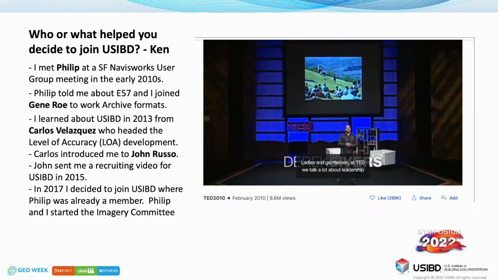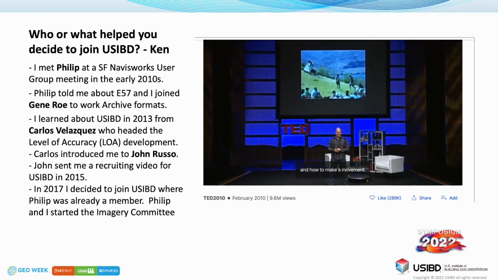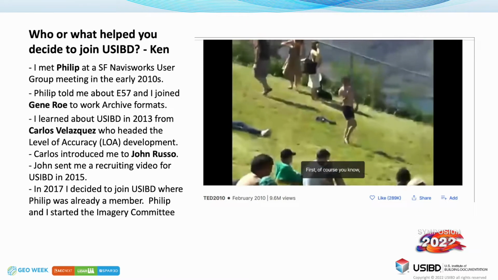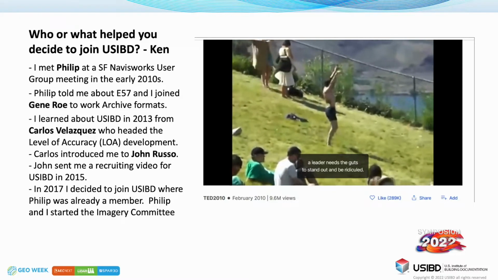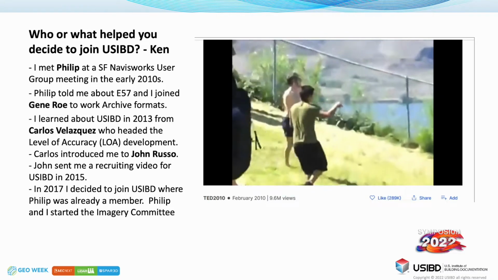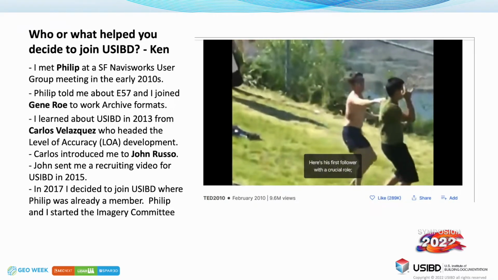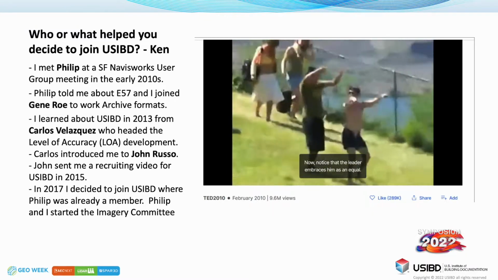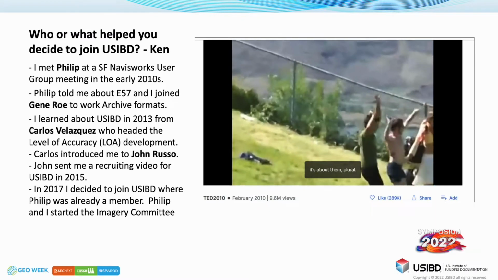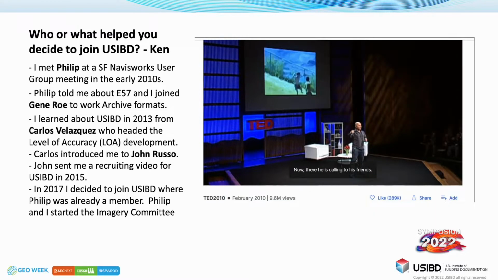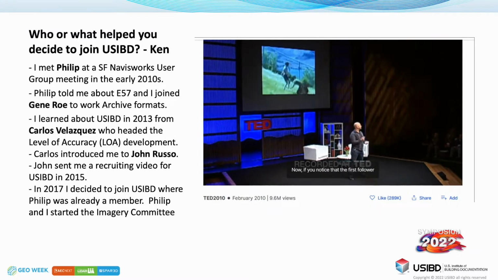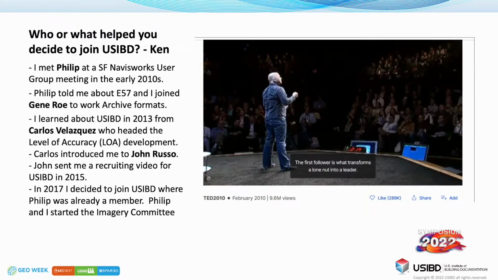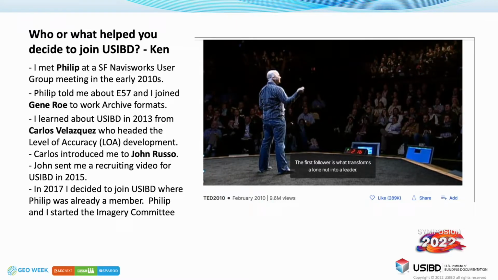So ladies and gentlemen, at TED we talk a lot about leadership and how to make a movement. So let's watch a movement happen, start to finish, in under 3 minutes and dissect some lessons from it. First, of course you know, a leader needs the guts to stand out and be ridiculed. But what he's doing is so easy to follow. So here's his first follower with a crucial role. He's going to show everyone else how to follow. Now notice that the leader embraces him as an equal. So now it's not about the leader anymore, it's about them, plural. Now there he is calling to his friends. Now if you notice that the first follower is actually an underestimated form of leadership in itself. It takes guts to stand out like that. The first follower is what transforms a lone nut into a leader.